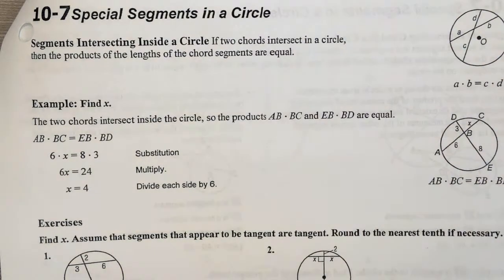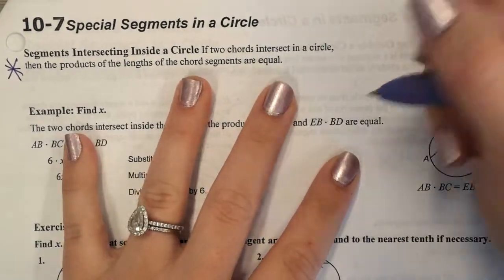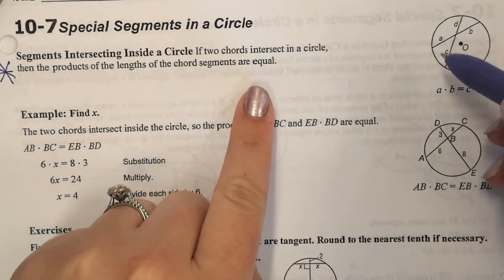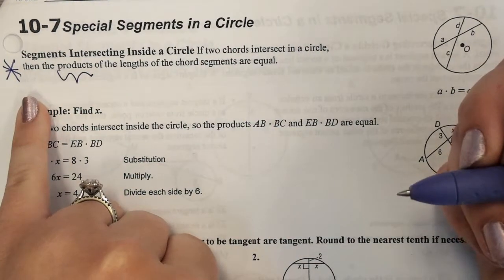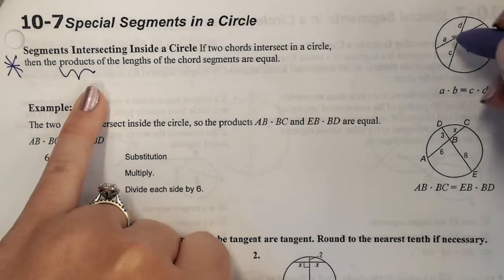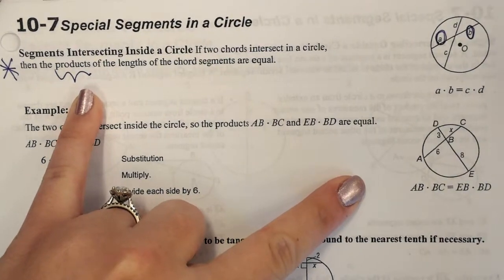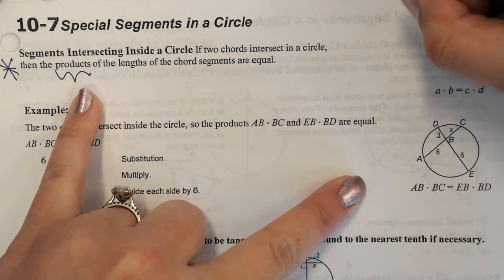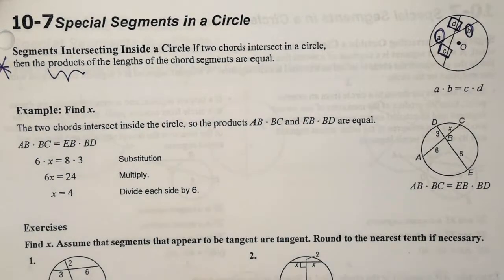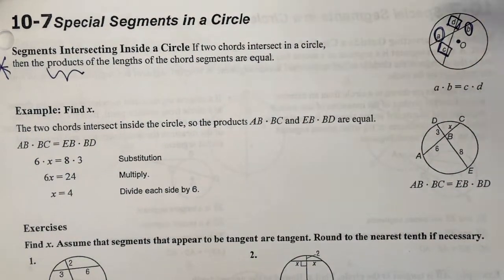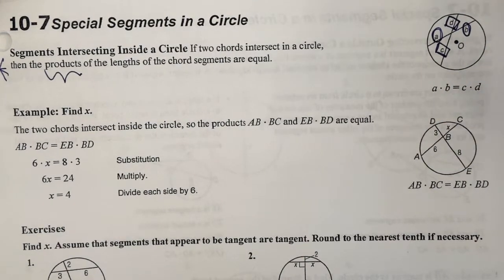All right, so special segments. In 10.7, we're learning that if two chords intersect in a circle, then the products of their lengths are equal. That means A times B is equal to C times D. You cannot add them and have them equal each other. That is not the case. They have to be multiplied. If you add, it will not work.